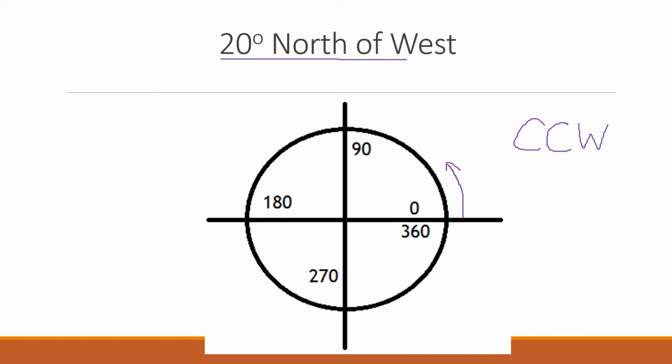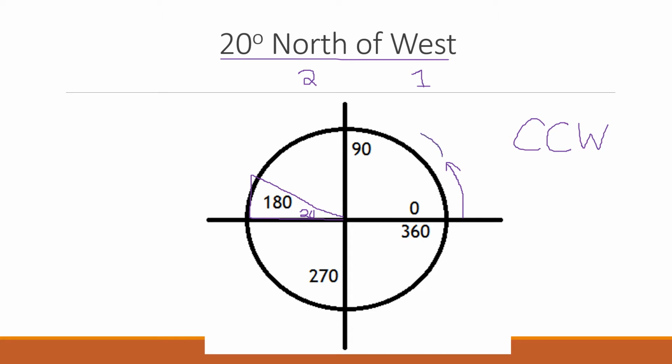So if we have 20 degrees north of west, you always go the second direction first and the first direction second, north of west. So I'm going to go west, and then I'm going to go north, and I'm going to say this is 20 degrees. So it is 20 degrees above the 180. So that means it's 20 degrees.